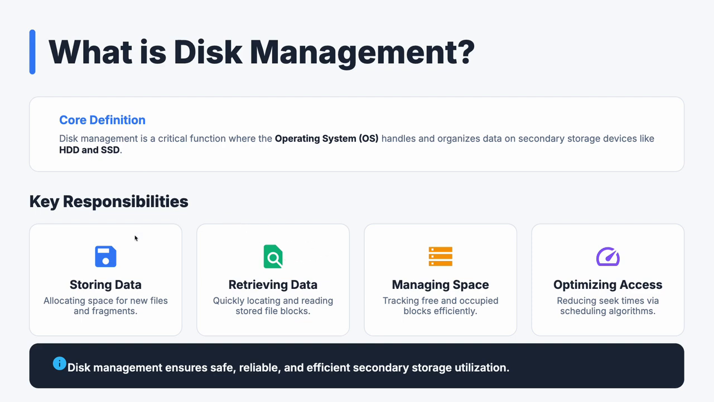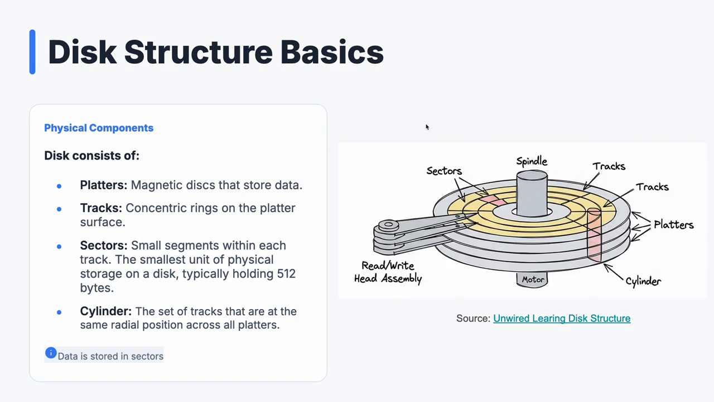The first topic is how data is actually stored in a hard disk. This is the basic structure of a disk. We have multiple platters. Each platter is divided into multiple tracks, and each track is further divided into sectors. Sectors are the smallest segment within each track, and they are the smallest unit of physical storage on a disk. Typically the size is 512 bytes. We have a read-write head, using which the data is actually read from a sector.